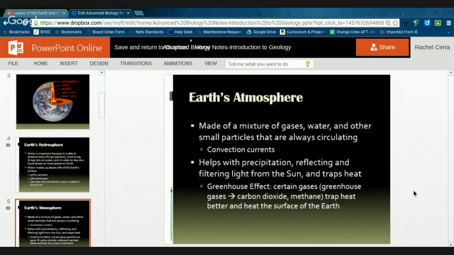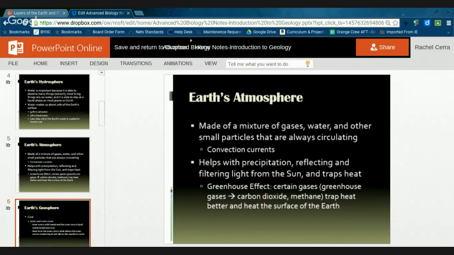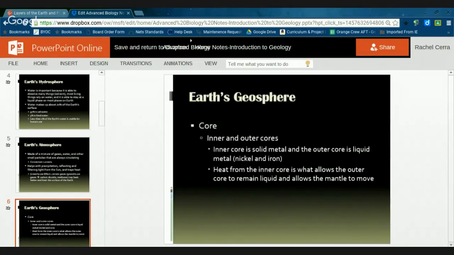So, okay, so on to the geosphere. The geosphere is the core. We're going to start from the inside. We're going to start with the core. We're going to start specifically with the inner core and the outer core.